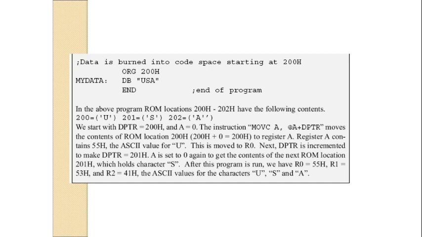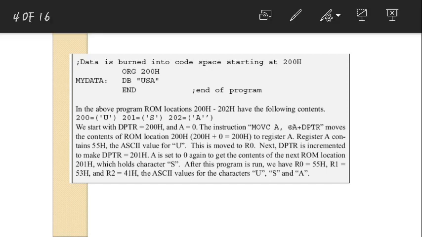Where did we stop here? In the above program, ROM locations 200H to 202H have the following contents. In 200 you have U, in 201 you have S, in 202 you have A.